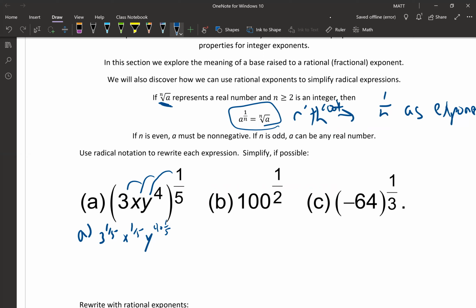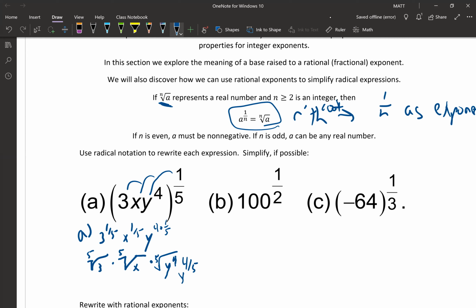Okay, so 3 to the 1/5 power is just the 5th root of 3 multiplied by the 5th root of x, multiplied by, and notice that we have this 1/5 power, so that's still going to be our 5th root, but that's just y to the 4th power to the 5th root. Or you could also write it, if you wanted to multiply those together, as y to the 4/5 power. Okay.